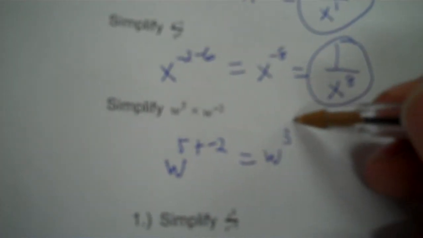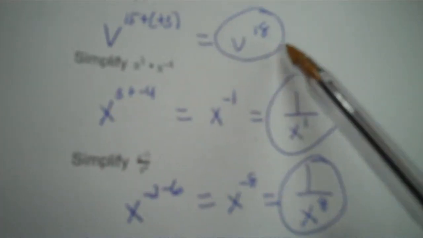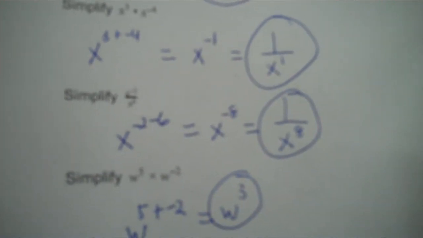Okay, w to the fifth times w to the negative second. So again, now we're back to multiplication. So it won't be subtracting, it will be adding. So 5 plus negative 2 gives me 3. So it's w to the third. Now I'm done there because we don't put 1 over it because the exponent is already positive. It's when it's negative where the 1 comes over it, and then the exponent goes positive. But after I do my operation, either plus or minus, if I end up with a positive, okay, I am done.